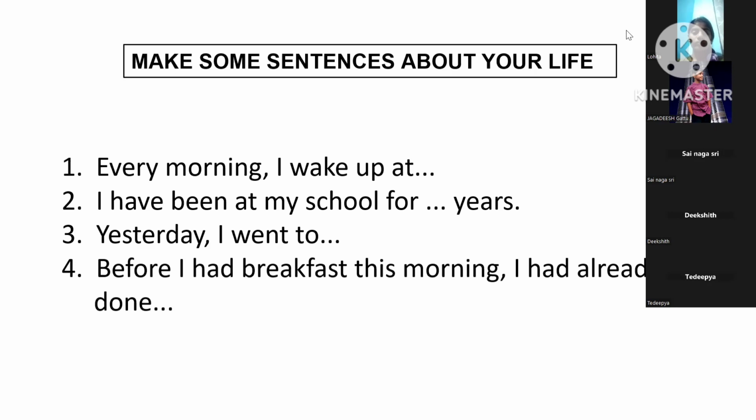Every morning I wake up at 6 a.m. I have been at my school for 2 years. Yesterday I went to temple. Before I had the breakfast this morning, I had already washed my hands.